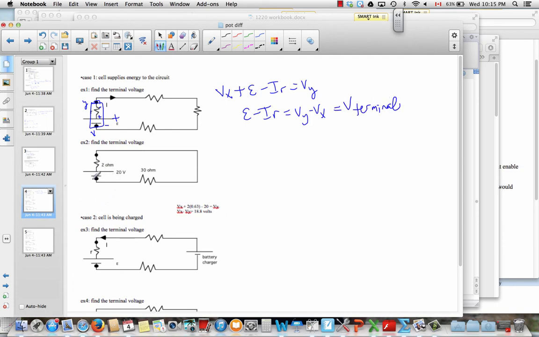So here's a numerical example. Here's our Duracell. There's 2 ohms of internal resistance. It's hooked up to a 30 ohm load. Well, the internal resistance, in this case it's in series, so we do treat it just the same as another resistor. So there's 32 ohms of total resistance. So we find the current, 20 volts over 32 ohms.